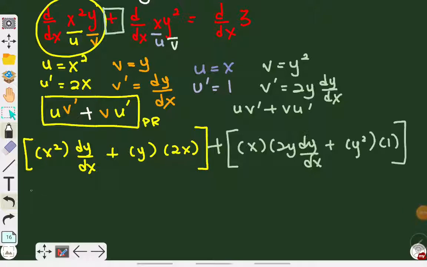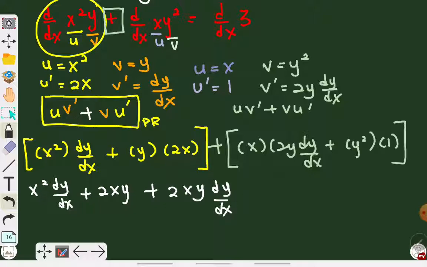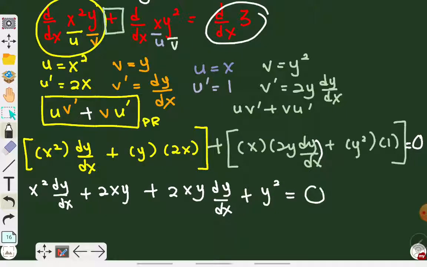So you have that this equals x squared dy/dx plus 2xy, and plus, so we have that this is 2xy dy/dx. Okay, and plus y squared. And all these things, don't forget, we have to differentiate the 3. So the derivative of 3 is equal to 0. So this is equal to 0.